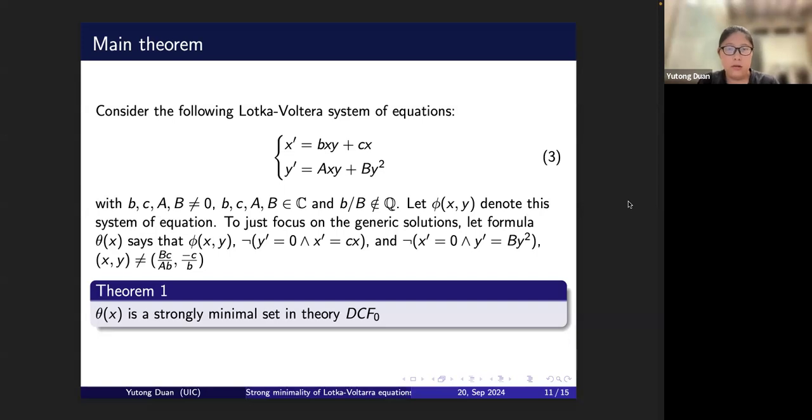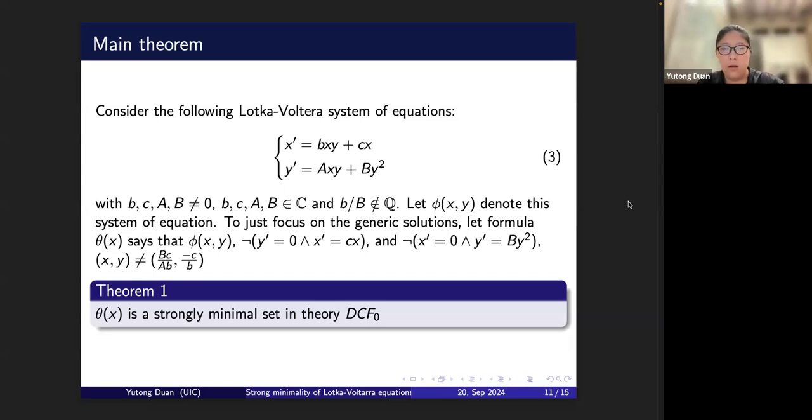The reason is we only want to look at the generic solution of the Lotka-Volterra system of equations. If you fall into those subvarieties, then you can just look at the one subvariety equation. And then my main theorem is theta of x is a strongly minimal set in the theory DCF0.